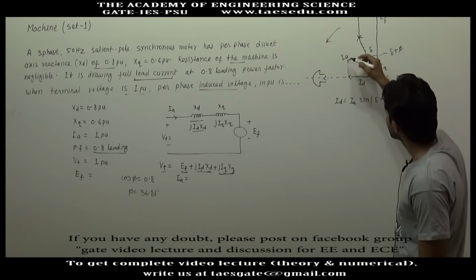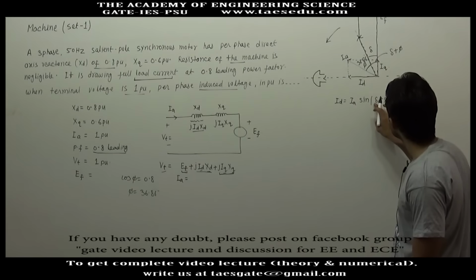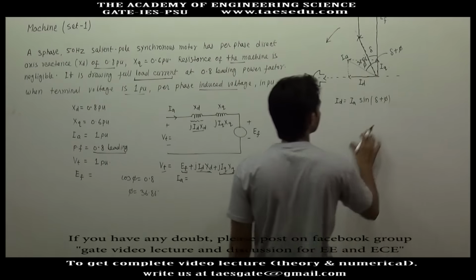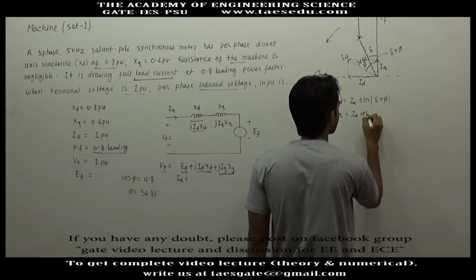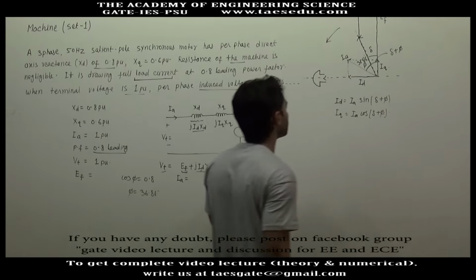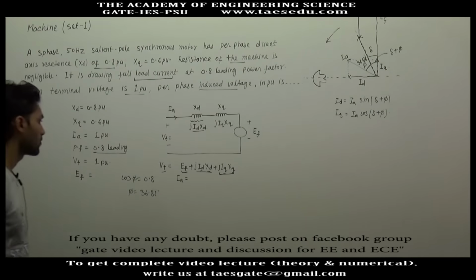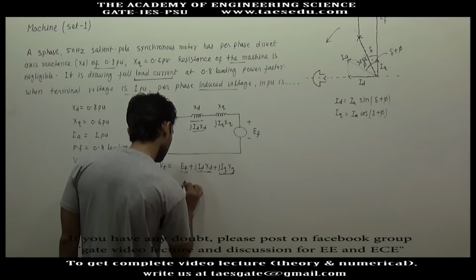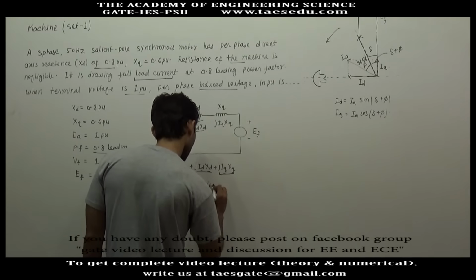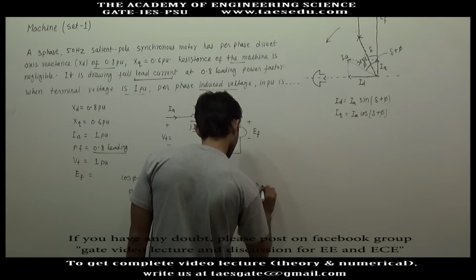While if the current was lagging, you would find that here you would have the subtraction of delta and phi. Similarly, the quadrature axis current will be Ia cos(delta plus phi). Okay, so this was about the phasor diagram of salient type synchronous motor for a leading current. Now we have to find out Vt, we have to find out EF. So EF will be Vt minus jIdXd minus jIqXq.